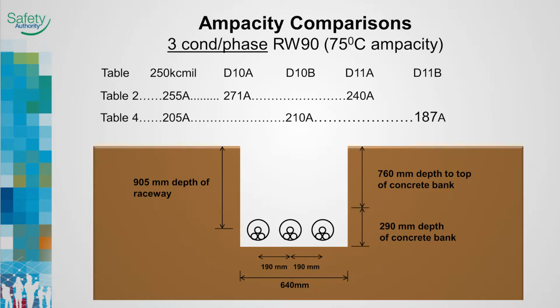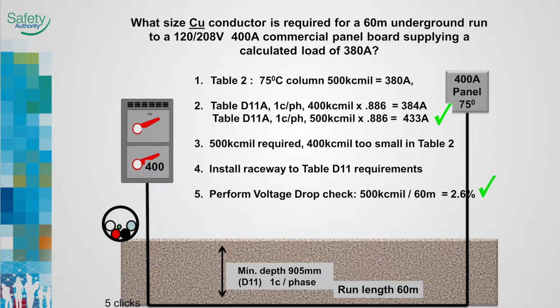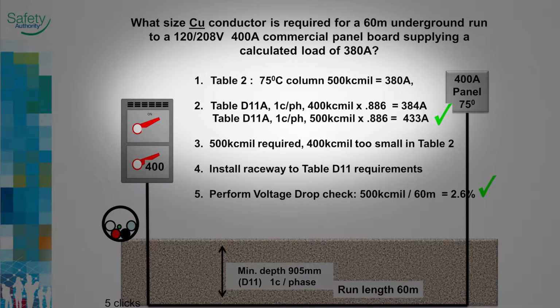In all cases, a conductor terminated on equipment marked with a TTR must be sized to the corresponding column in Tables 1 to 4. In this example, we need a copper conductor to supply a load of 380 amps. As the 400 amp panel has a temperature termination rating of 75 degrees C, we must start in that column. In Table 2, a 500 kcmil conductor in the 75 degree column allows 380 amps. This will work for the above ground portion of the installation.